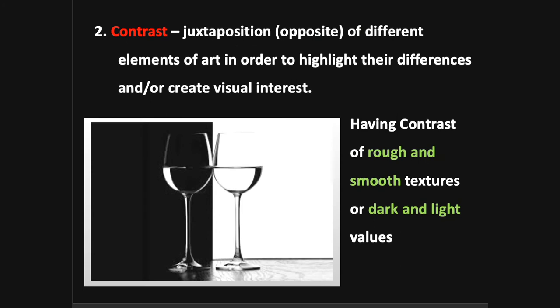Our second principle of design, contrast. Contrast is talking about the juxtaposition. This is a very big word. It just means opposite. So it's the juxtaposition of different elements of art in order to highlight their differences or create visual interest. Things that are contrasting in an image: you have black and white, dark and light. You could have rough or smooth textures.